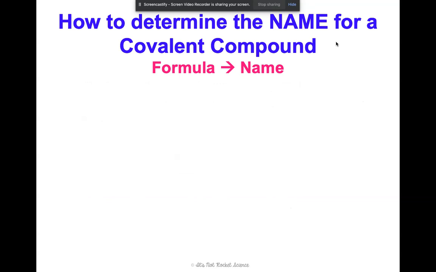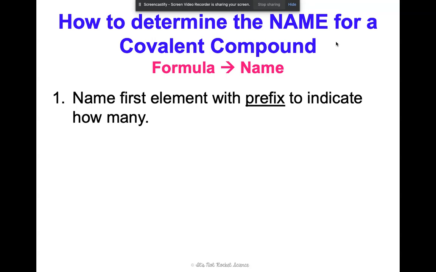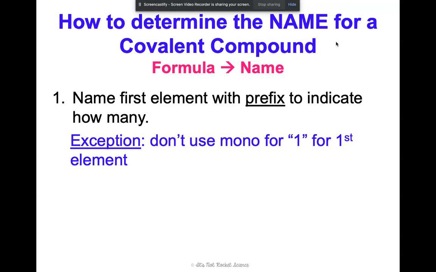So let's talk about naming these things, as well as coming up with the formulas for these. In order to determine the name for the covalent compound, we're going to go from the formula to the name first. First you're going to name the first element with a prefix to indicate how many, like mono, di, tri, and I'll give you a list of those in the next slide. But the only exception is for our first element, you're not going to use mono for 1. If it's there, we just assume it's already got 1, so we just don't add that prefix.